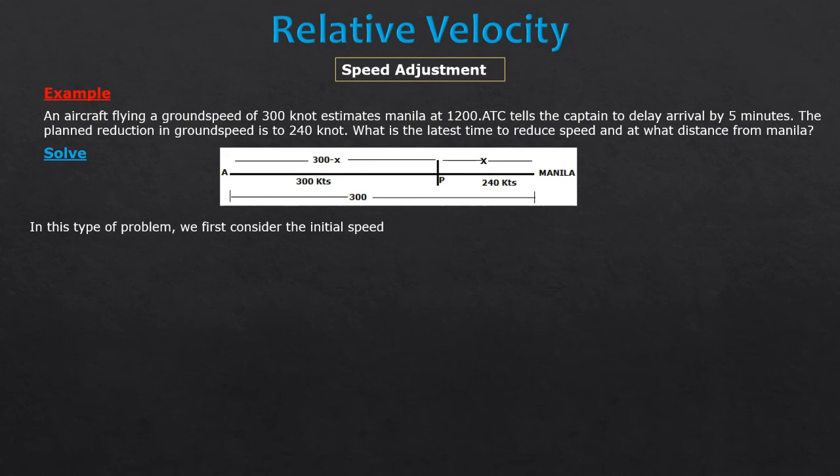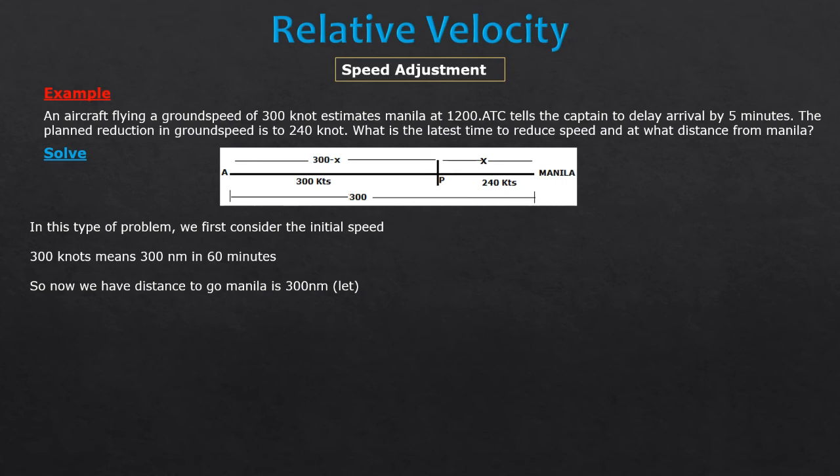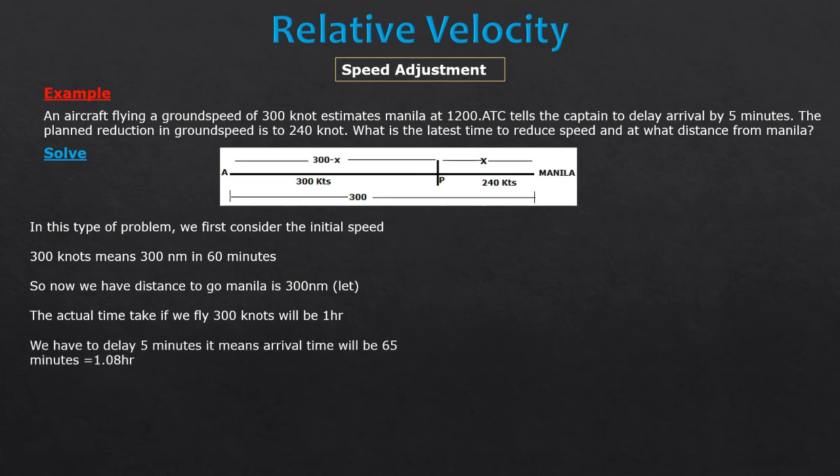In this type of problem, we first consider the initial speed. 300 knots means 300 nautical miles in just 60 minutes. So now the distance to go to Manila is 300 nautical miles. The actual time taken if we fly at 300 knots will be 1 hour. We have to delay 5 minutes. It means the arrival time will be 65 minutes, or you can say 1.08 hours.